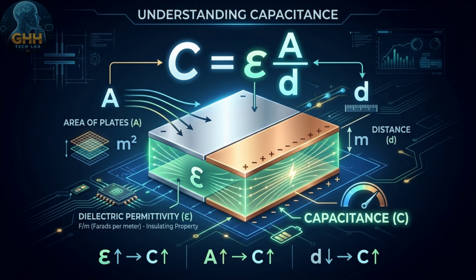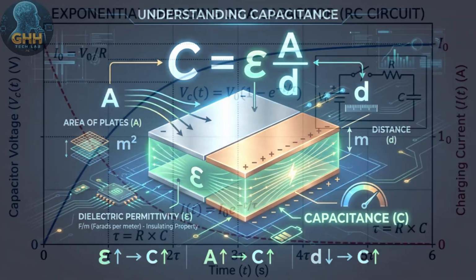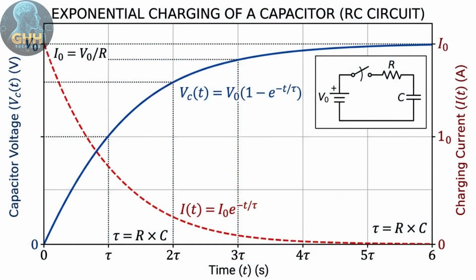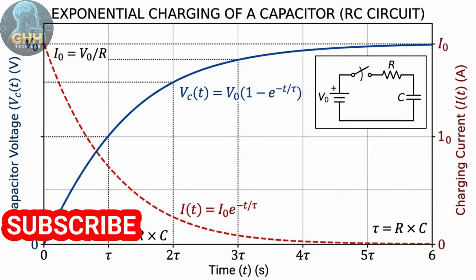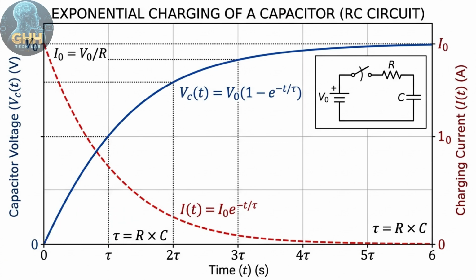The permittivity of the dielectric, epsilon, multiplied by the area of the plates, A, divided by the distance between them, D. C equals epsilon times A divided by D. The foundational relationship between charge, Q, capacitance, C, and voltage, V, is defined by Q equals C times V.